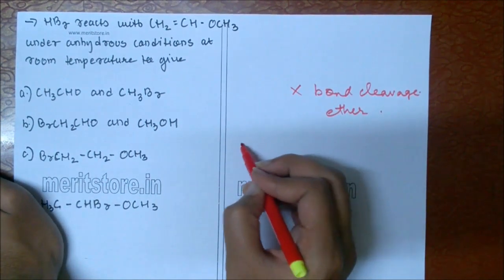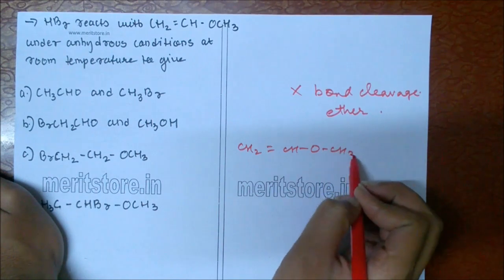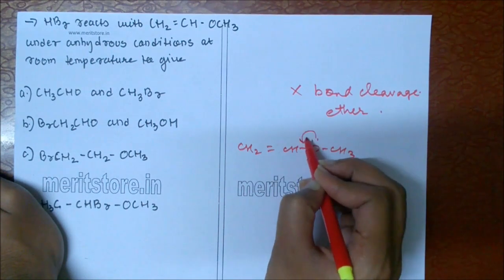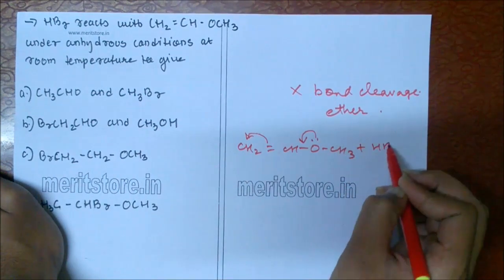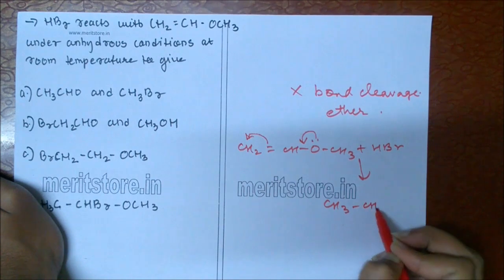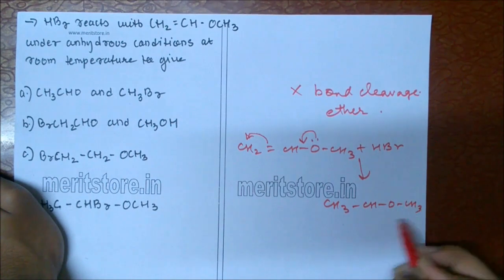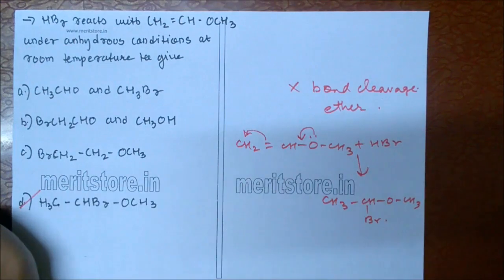So the reaction will be CH2=CH-O-CH3, where this lone pair will be given here and this bond comes here, plus HBr will form CH3-CH(Br)-O-CH3. So option D is the correct answer.